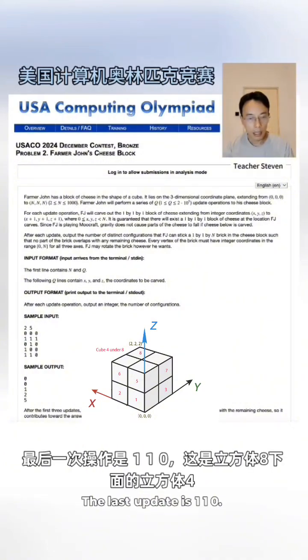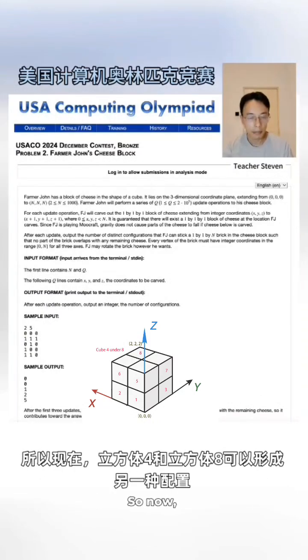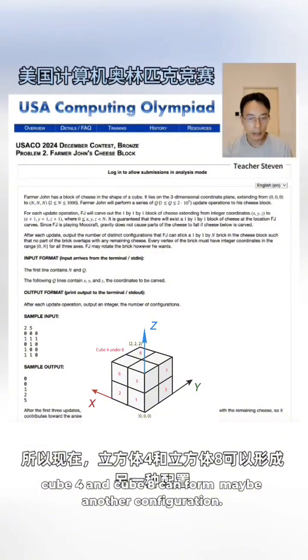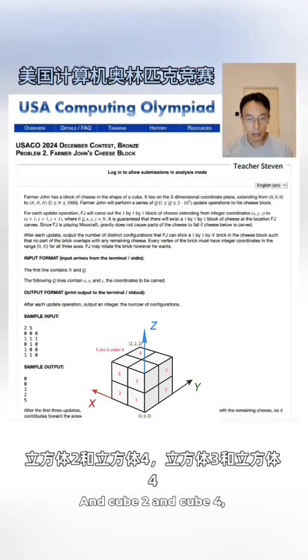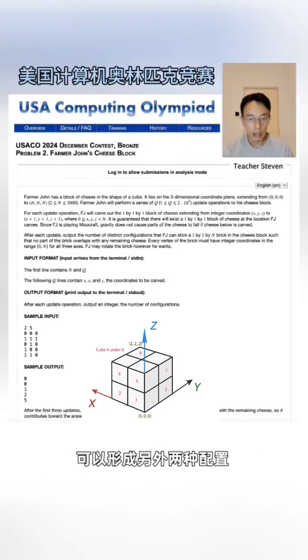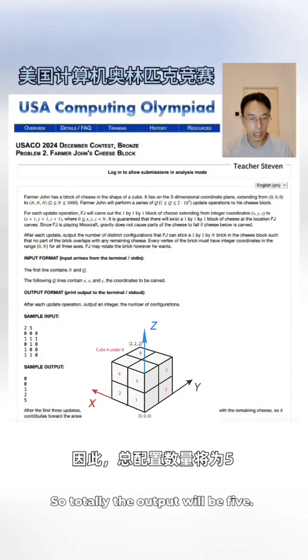The last update is 1, 1, 0. This is cube 4 under cube 8. So now cube 4 and cube 8 can form maybe another configuration. And cube 2 and cube 4, cube 3 and cube 4 can form maybe 2 more configurations. So totally the output will be 5.